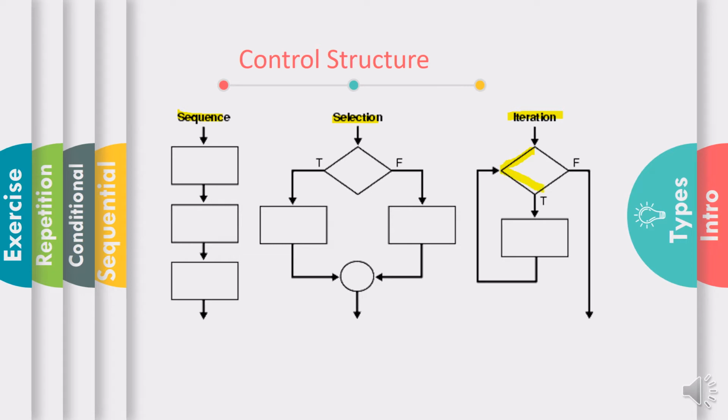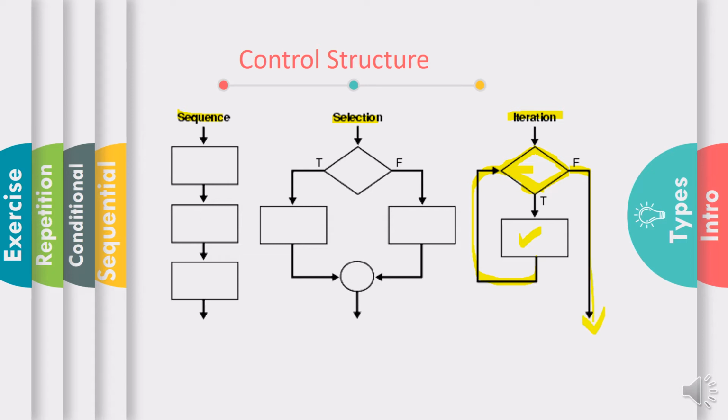That condition or decision is mentioned in this diamond shape. According to that condition, if this condition is true, then this block of statements will be executed, and it will remain executed until this condition remains true, either 5 times, 10 times, or 100 times. Once this condition becomes false, then some other portion of lines will be executed.